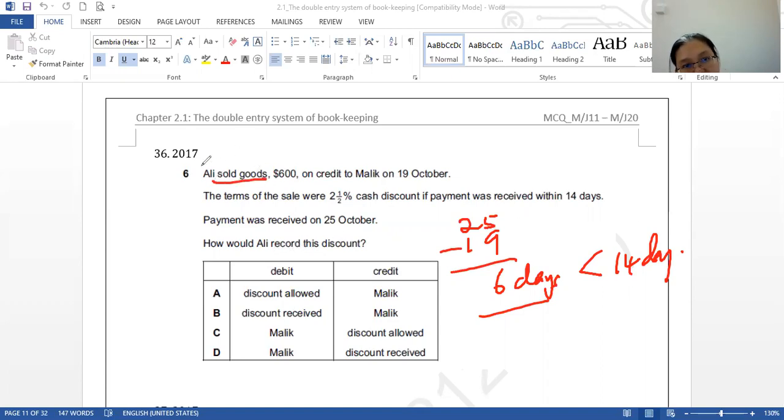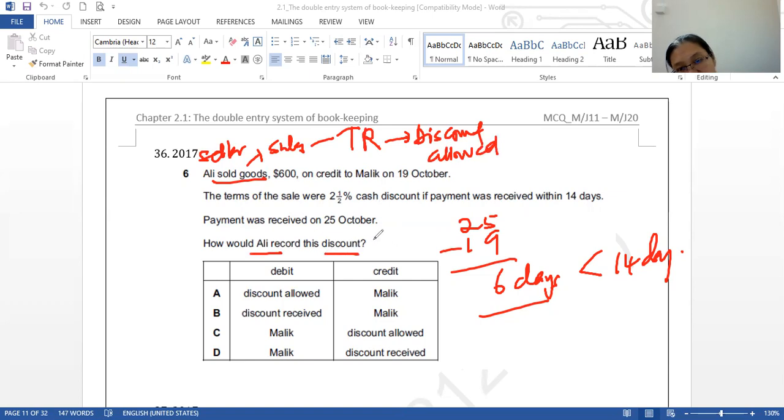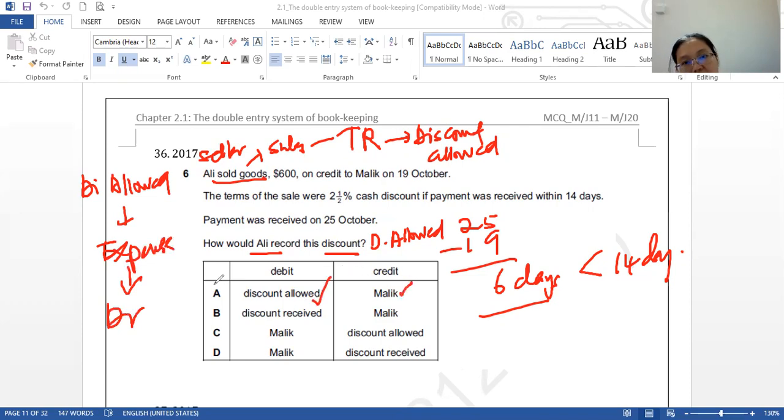Ali is the seller, so goods means sales, related to the trade receivable. The discount is referred to as discount allowed. From Ali's point of view, this discount is a discount allowed. Discount allowed is an expense, and expenses are always on the debit side. So discount allowed, debit. So credit, mileage.